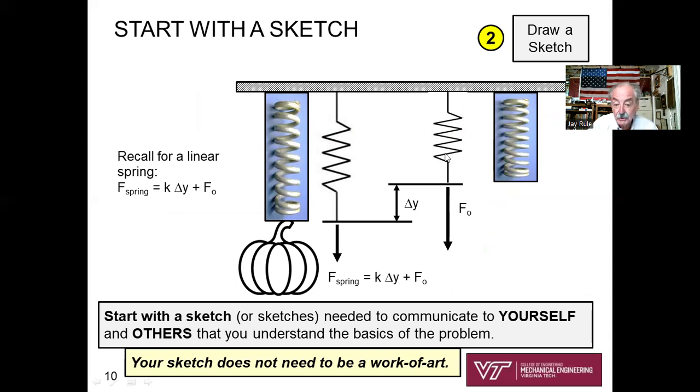So here's the unstretched spring. I've shown a force F naught, sort of the initial very small weight of the spring, maybe the hook itself. And then here I'm showing my pumpkin attached to the spring with a new force, F spring. And I've refreshed my memory from either high school physics or a previous freshman level engineering course. And I've written down that governing equation on my sketch. Okay, so that's my sketch. For this problem, that's going to be good enough, isn't it?